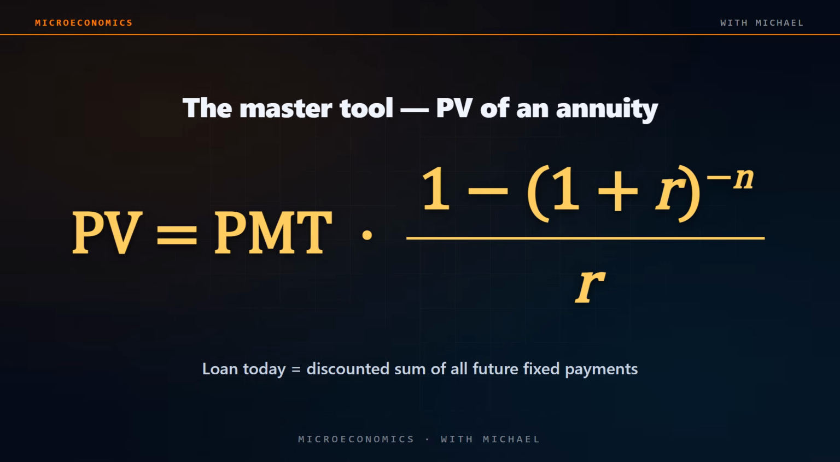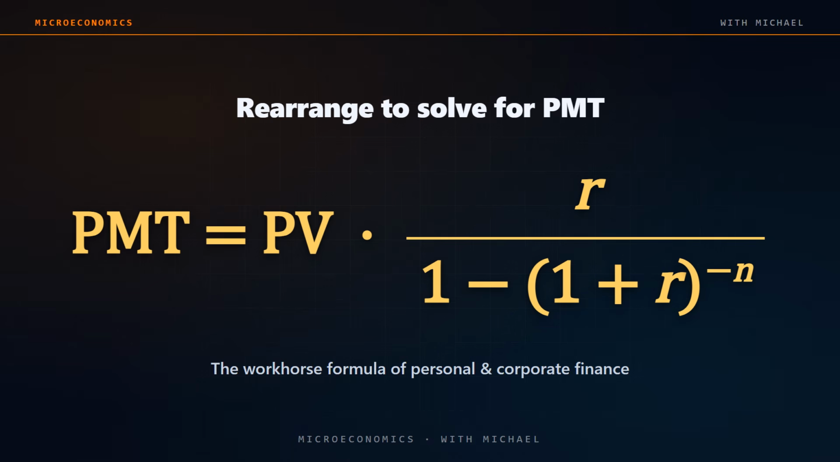Let's name our ingredients clearly. PV is the present value, the amount borrowed today, 150,000 shekels. R is the interest rate per period, 8% annually, written as 0.08. N is the number of periods, 15 years. PMT is what we are solving for, the fixed annual payment.